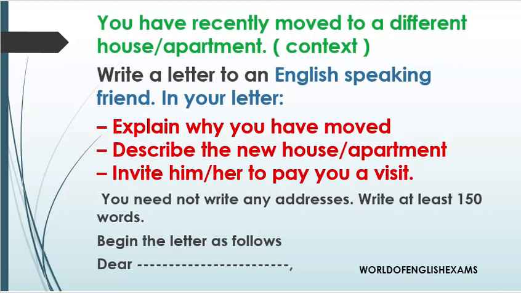So then the next set of instructions are very important. You need not write any addresses. In a general letter, we definitely started with a to address and a from address and a subject line. However, all these are not required to be written when you are writing an informal letter. For that matter, any letter. So in the IELTS letter writing, you are not supposed to write any to address and from address, nor any subject line. Write at least 150 words.